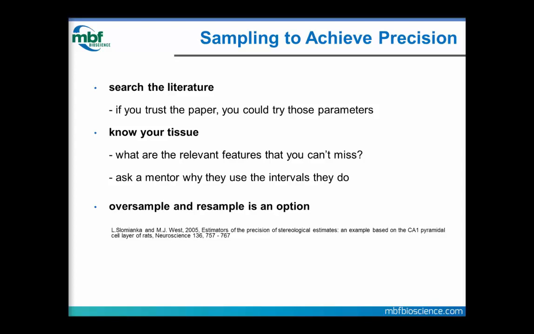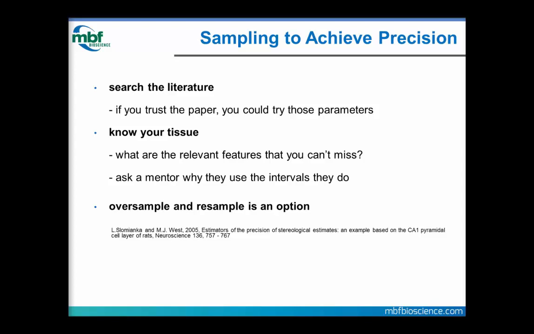It can be a good idea to talk to a mentor about why they are sectioning as they do. If you really need some extra help about how many dissectors and how many sections to use, this is a great paper to read by Slomianka and West. And we have incorporated this procedure in our software. Oversampling and resampling allows you to determine if you can get away with using fewer sections or fewer dissectors.